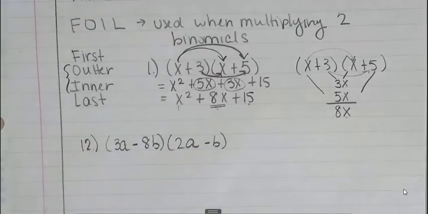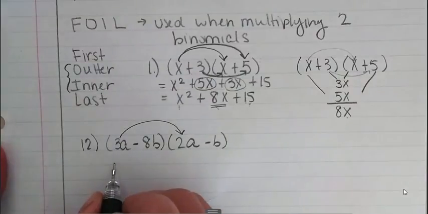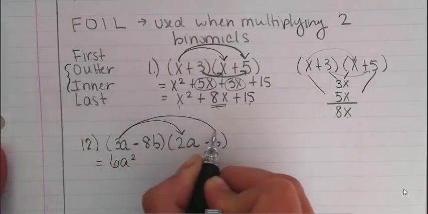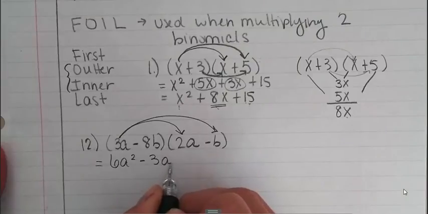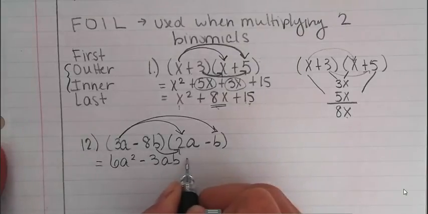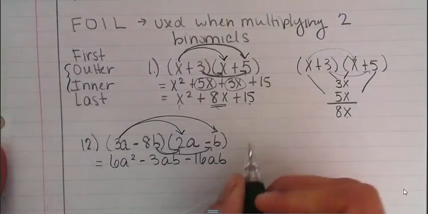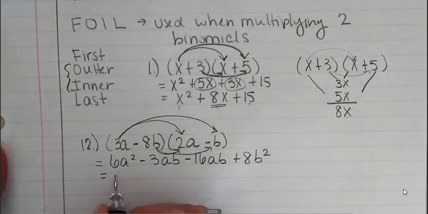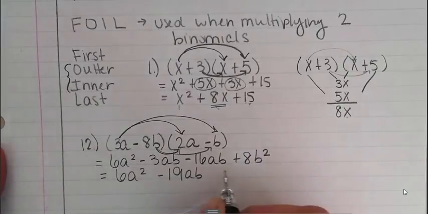All right, so once again with FOIL, I'm going to do my first terms, which gives me my 6a squared. Outer terms give me negative 3ab. Inner terms give me negative 16ab. And last terms give me positive 8b squared. So combine this all and I get 6a squared minus 19ab and a positive 8b squared.